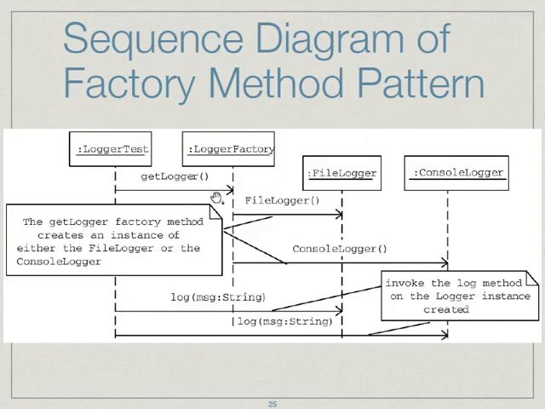So this way, this is a sequence diagram of the client. Get logger, it returns a logger. Well, first it has to create it, and then it returns the logger. Actually, the factory keeps the logger, and now when the client calls log with the message, it will go to the correct one automatically.